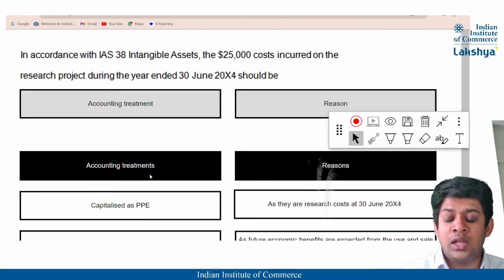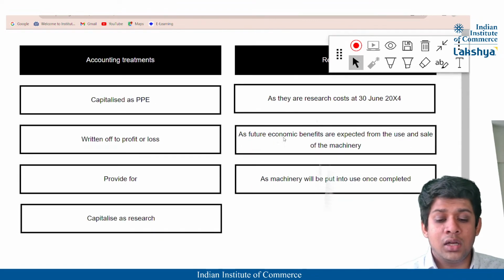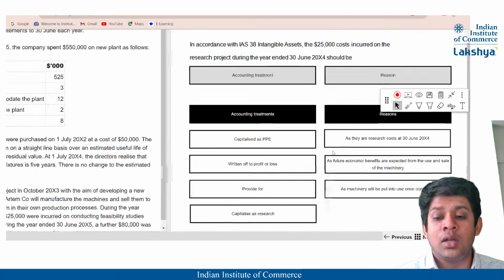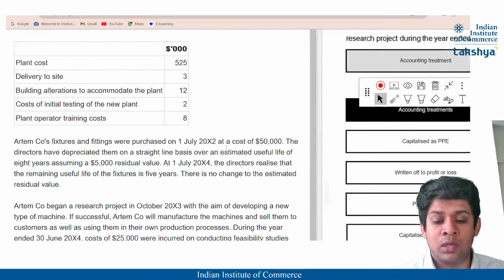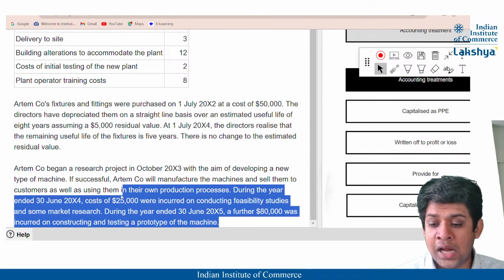So what do you think would be the accounting treatment, and what do you think? Would it be considered as a research cost, or as a future economic benefit, okay, or as a machinery that will be put into use once it is completed, right? They are asking you. Now let us look at the scenario and then decide what it will be treated as. Okay, so this is the scenario, I guess.